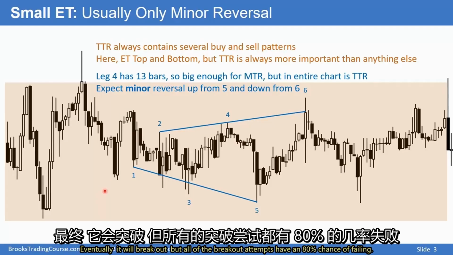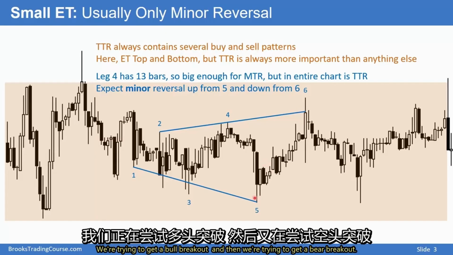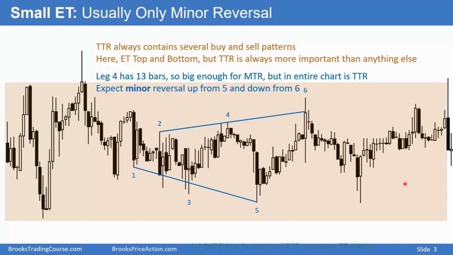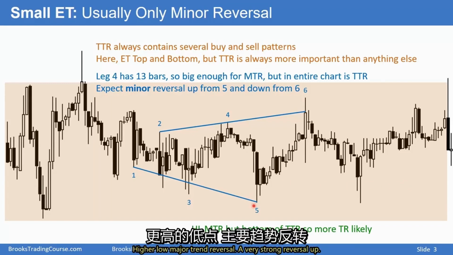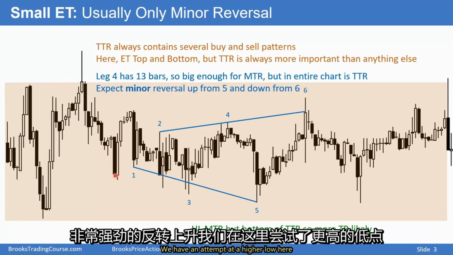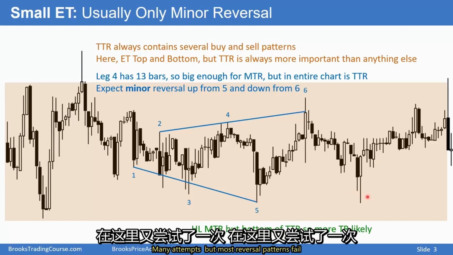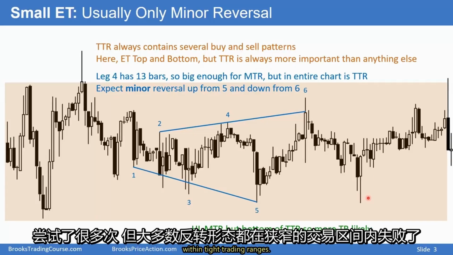Eventually it will break out, but all of the breakout attempts have an 80% chance of failing. We're trying to get a bull breakout, and then we try to get a bear breakout. And the tight trading range is going on, just adding more and more bars, as it normally does. Higher low, major trend reversal. A very strong reversal up. We have an attempt at a higher low here, again here, and again. Many attempts, but most reversal patterns fail within tight trading ranges.